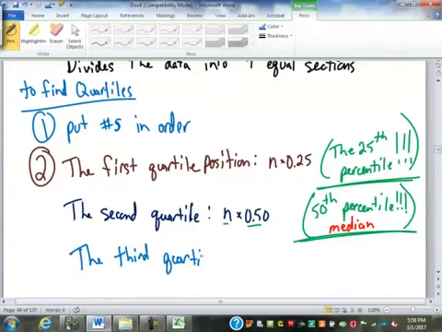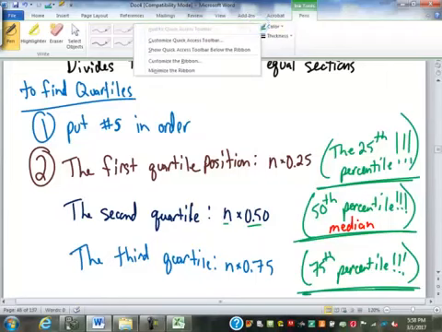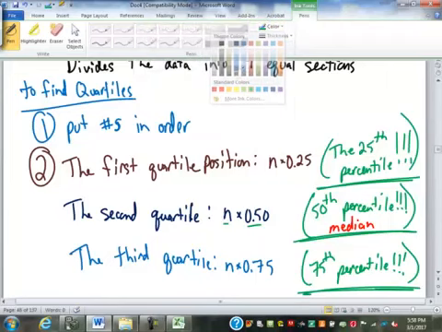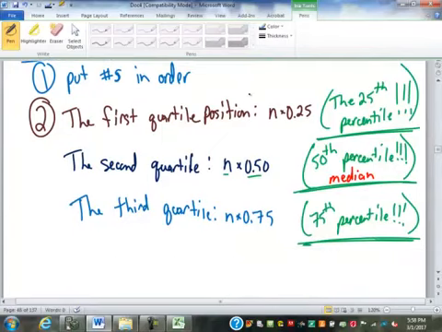The third quartile should be a little bit predictable by now. n times 0.75, otherwise known as the 75th percentile. So if you can find percentiles, you can find the quartiles. The quartiles are a bit more useful though. The reason for that is they allow us to compare how the data is distributed a little bit more.